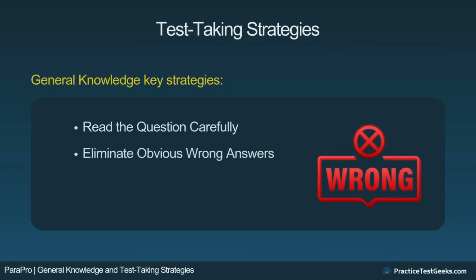2. Eliminate obvious wrong answers. Many questions will include distractors, wrong answers that are clearly incorrect. Eliminating these can help you narrow down your options.